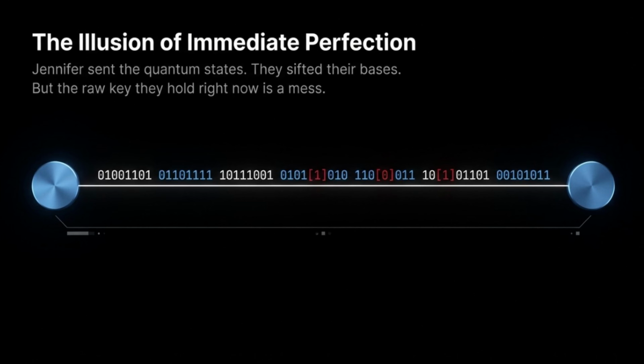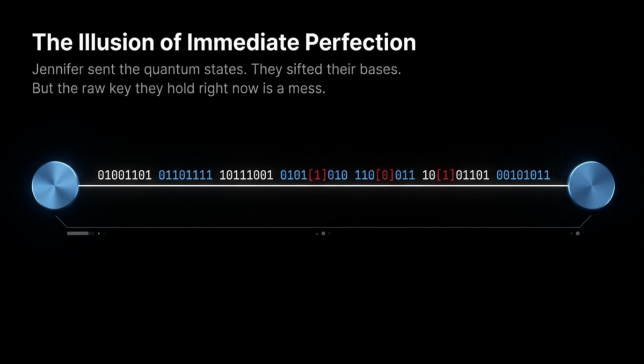If you look at the bit stream, you'll see the problem. Amidst the valid data, there are errors, indicated here in red. These mismatches are unavoidable in the real world. Whether it's a 1 where there should be a 0 or a 0 where we expect a 1, these discrepancies mean the key is not yet ready for encryption. Before this key can be used, we have to clean it up.